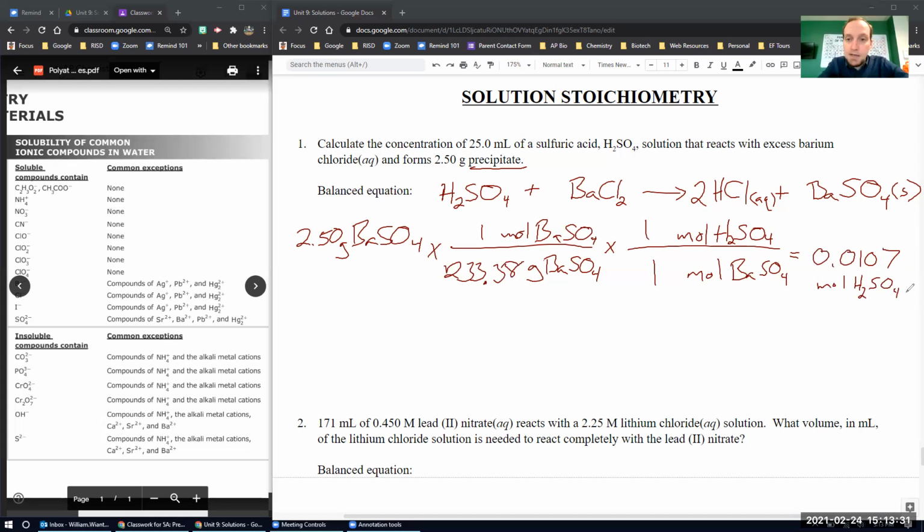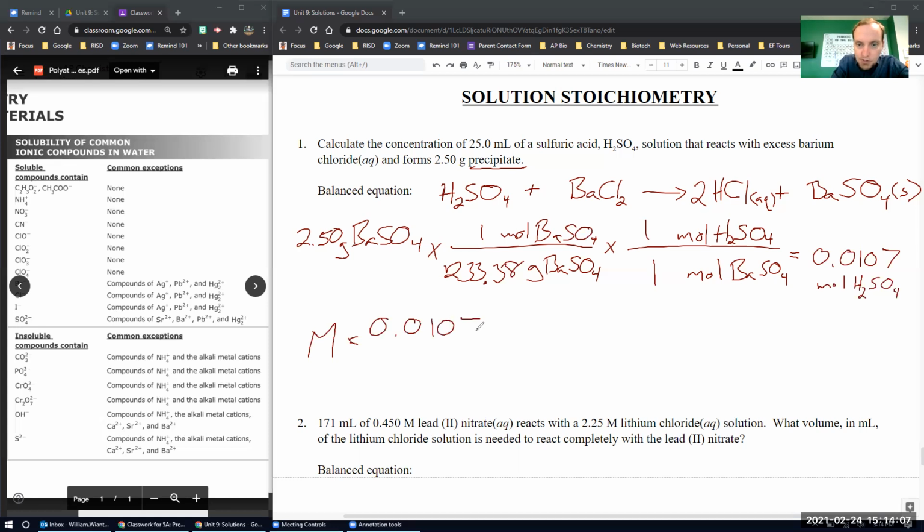Okay, so what we've done, again, is we've started with the mass of the precipitate. Once we determined what the precipitate is, then we converted out of mass of barium sulfate into moles of the sulfuric acid. So what we need to do now is use our molarity equation because they want us to calculate the concentration. So I'm going to go ahead and say that concentration is molarity, same thing. Well, molarity is a numerical measurement of concentration, to be correct.